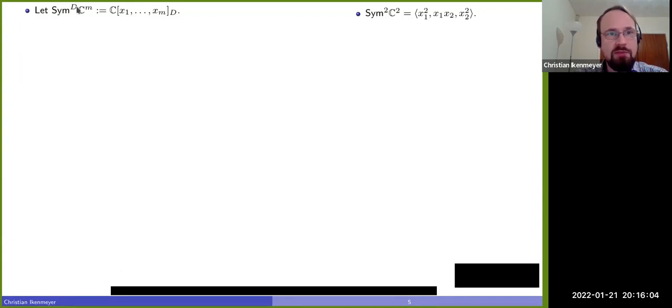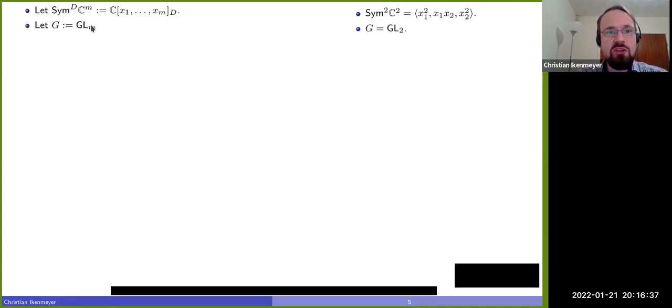So Sym^d C^m should be the homogeneous degree d component of this polynomial ring, where x1 up to xm are the variables. For example, and these are the easiest examples, and unfortunately in the easiest examples all parameters are equal to 2. So these are homogeneous degree 2 polynomials in 2 variables. So x1 squared, x1 x2, and x2 squared form a basis of this 3-dimensional vector space here. It's just a bit of a funny way of writing this vector space.